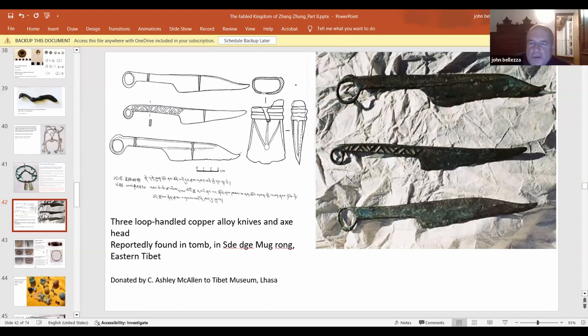These knives were also donated by me. The money came from my late friend, Dr. McCallan, and we donated these to the museum. Unfortunately, nothing has been heard of them or seen of them for many years. I hope the museum still has them because they're important in their own right, even though they don't have a clear provenance.